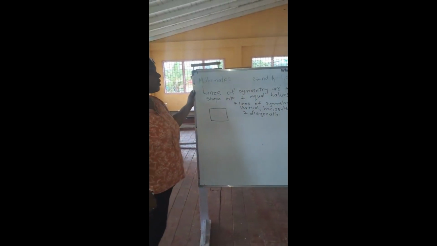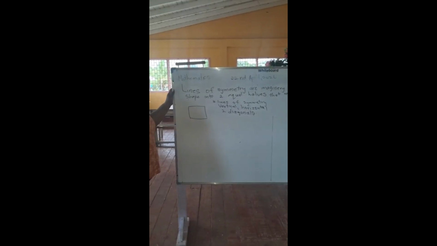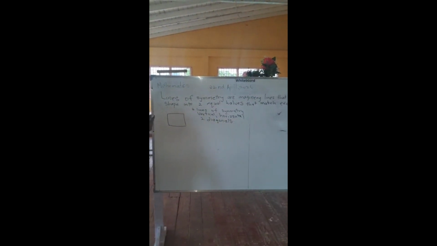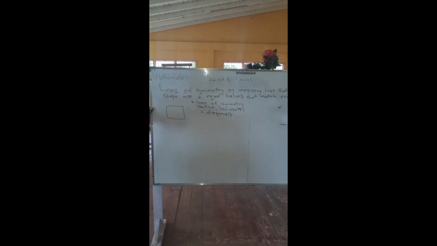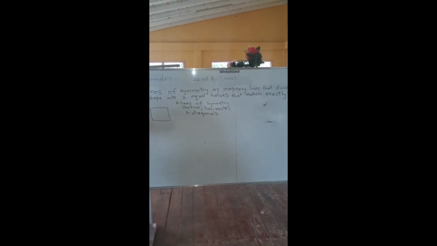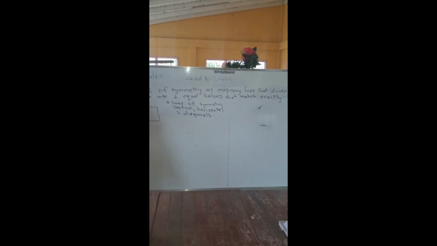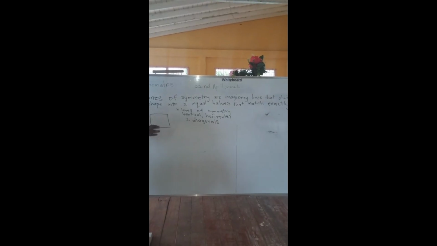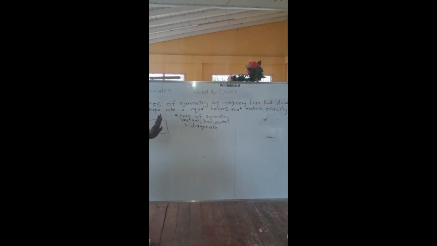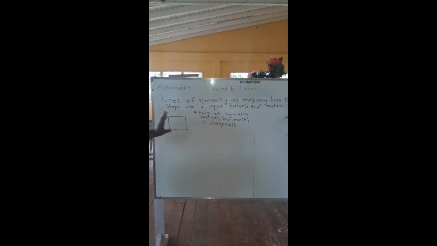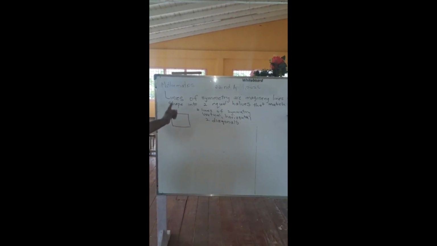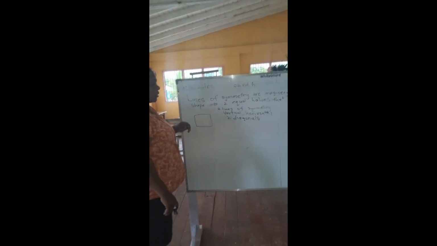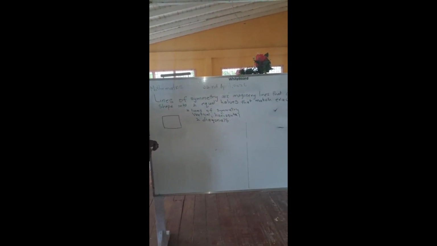So now we're going to demonstrate the lines of symmetry using the geoboard. Lines of symmetry are imaginary lines that divide a shape into 2 halves that match exactly, or when you fold them, they fit on each other exactly. They're the same. It's a mirror. When you look in the mirror, you would see exactly what is in front of the mirror.